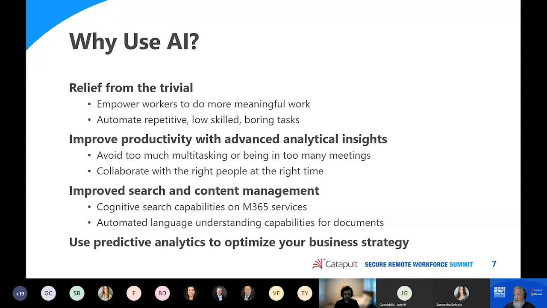We've talked a little bit about this already. Why use AI? Really empowering people to do the work that they need to do. But the neat thing really is the increased use of predictive analytics to optimize business strategies. Andrew, do you want to talk about a couple of things we're doing around that area? Yeah, absolutely.